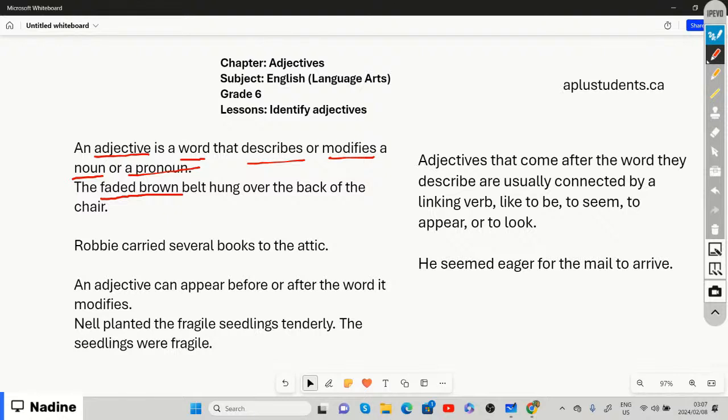Another example is: Robbie carried several books to the attic. So if we were to identify our adjective, we would ask, how many books did Robbie carry? Then we can say he carried several books. So instead of giving a specific number, we can just say it's several books.